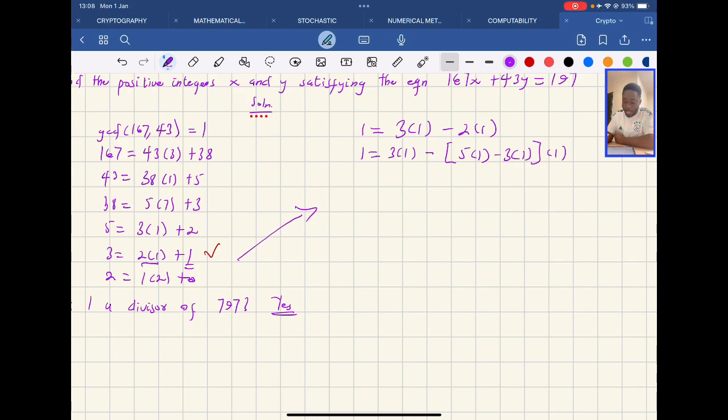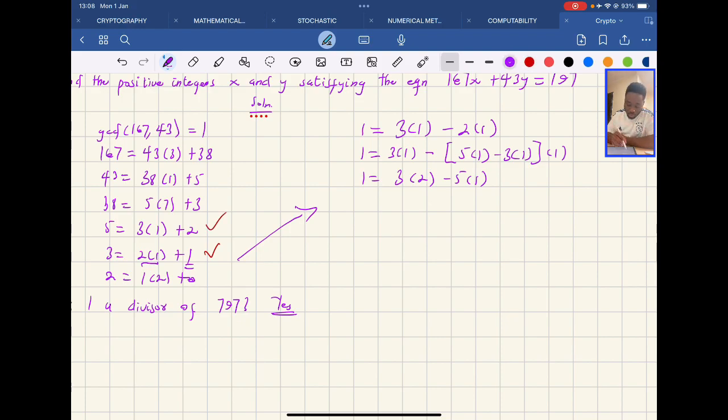I hope it is clear. So this is what I'm going to do. Then over here, you just group them. We have 3 times 1 over here and 3 times 1 over here. So 3 times 2 minus 5 times 1. So we are done with the second remainder.